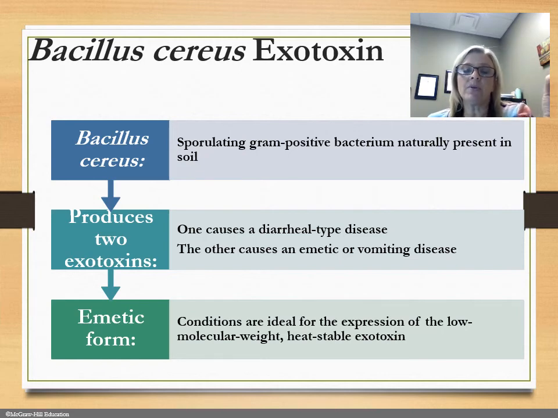The diarrheal form of the disease is going to be associated with cooked meats or vegetables held for long periods of time. It's going to cause a watery, profuse diarrhea lasting about 24 hours, and proper food handling is the best prevention.